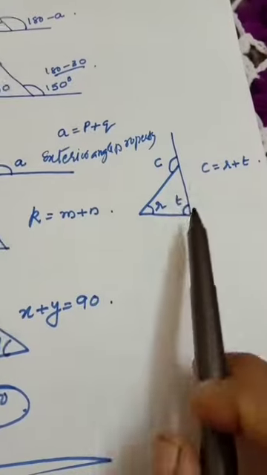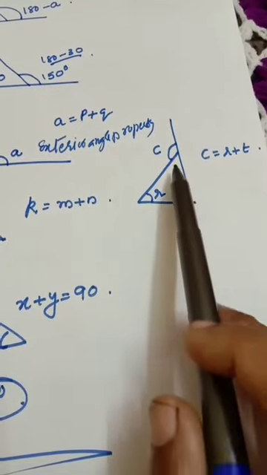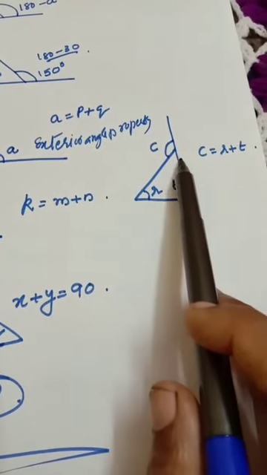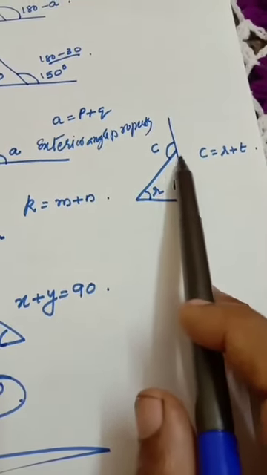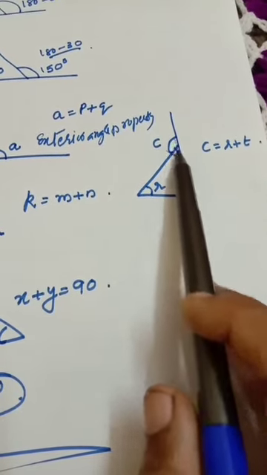See, for example, I have given this much. Outside angle C equals R plus T. Opposite, do not check this angle. This is adjacent only. These two will be added. You will get 180 because this is a linear pair, a straight line, two angles.